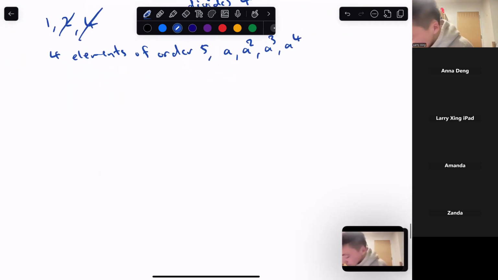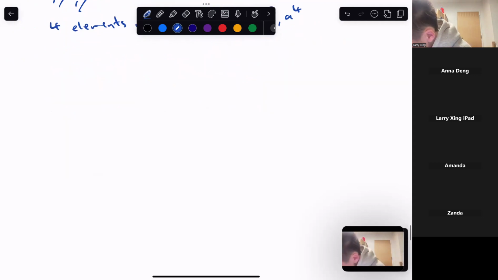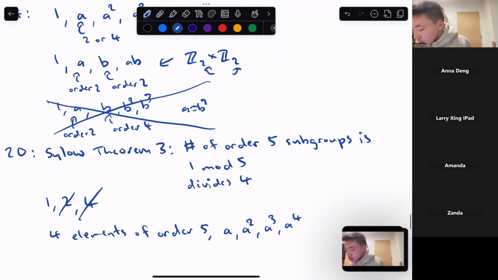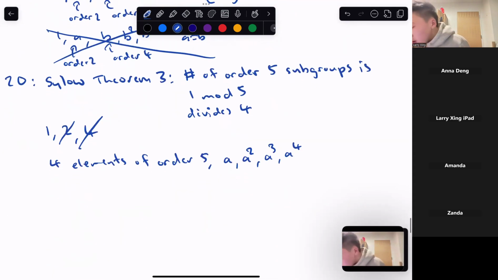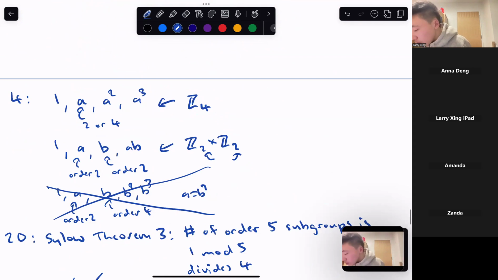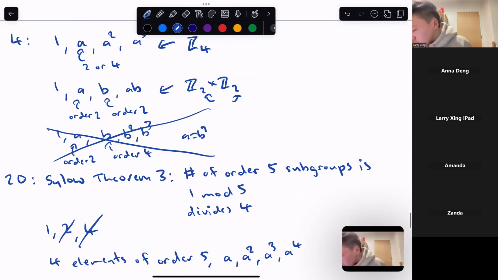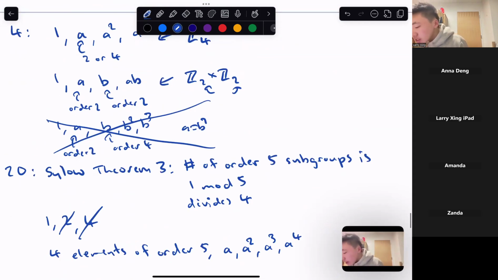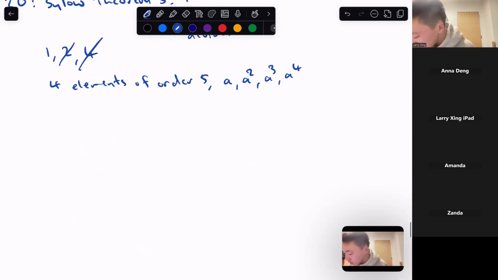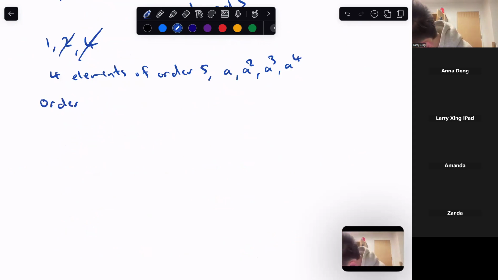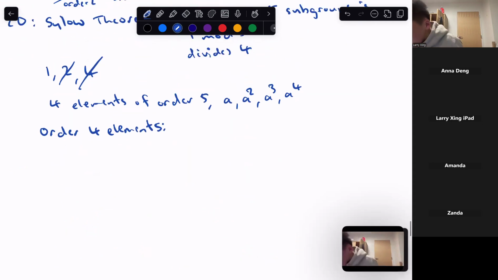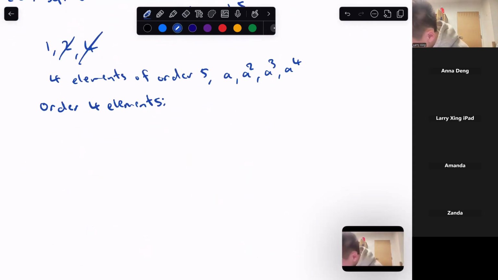Okay, so now once we have this, we can do some casework. We know there must be a subgroup of order 4. And so that means there's two cases. Either there exist some order 4 elements, or there exist no order 4 elements. So, okay, let's do the case where there exist order 4 elements. Then let's say that element is B. So that means B to the 4 equals 1. And we also already know that A to the 5 equals 1.